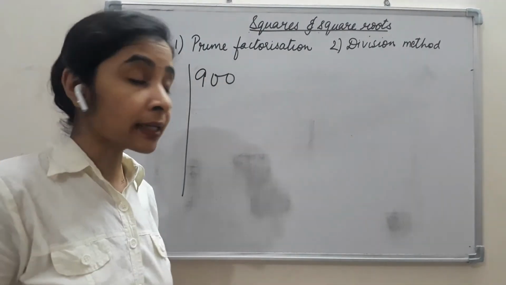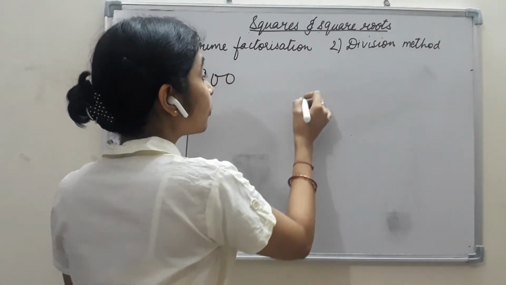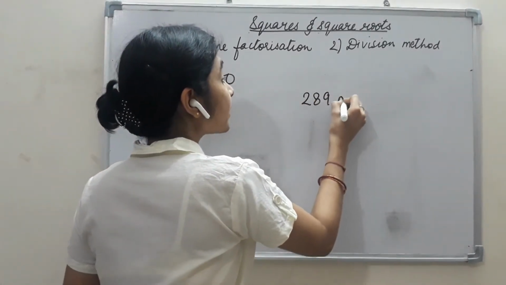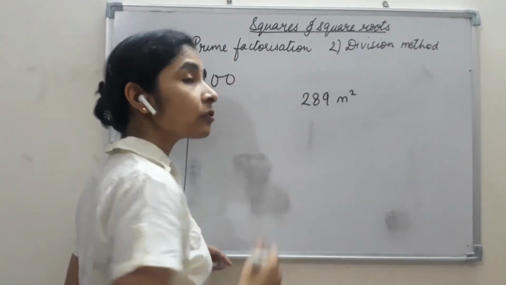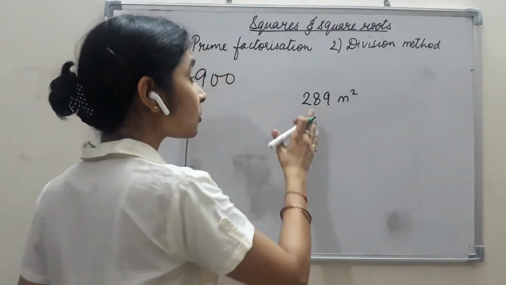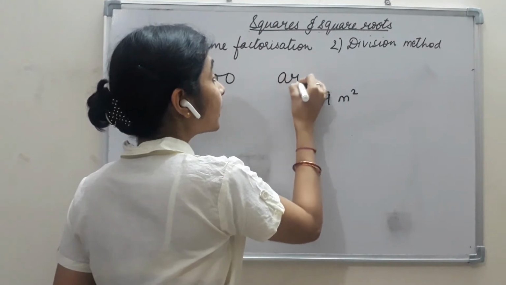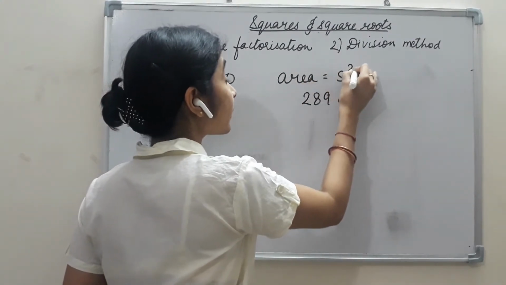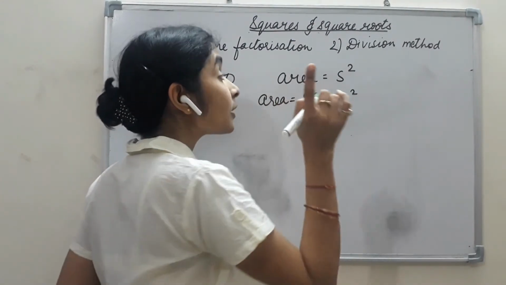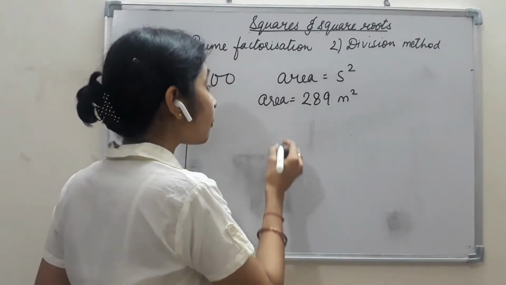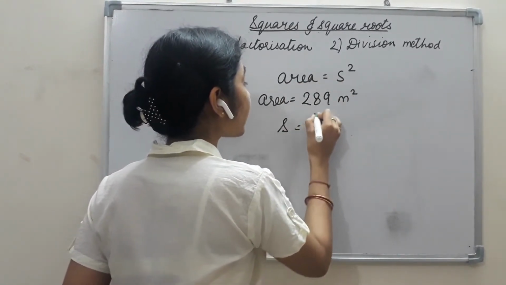It can also be asked like this, that the area of a square is, if I say, 289 meter square, then what will be the side of the square? So in that case we are supposed to find out the square root of 289, because what is the area of a square? Area of square is equal to side square. Now we are given the area. So if we want to find out the side, then what we will do? Just the opposite of this. That means side is equal to square root of area.